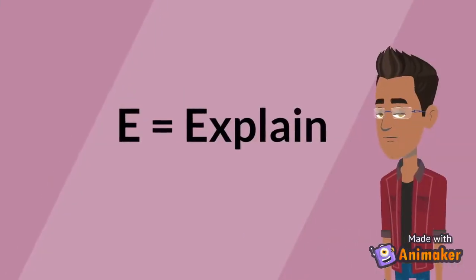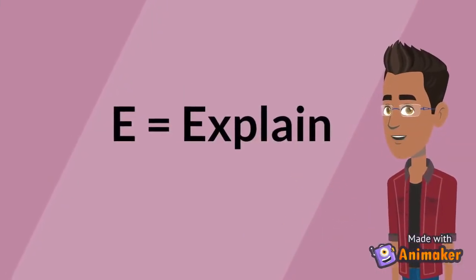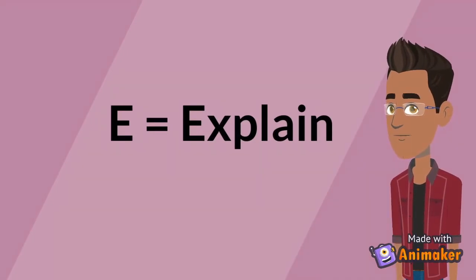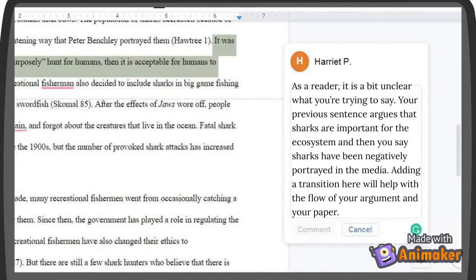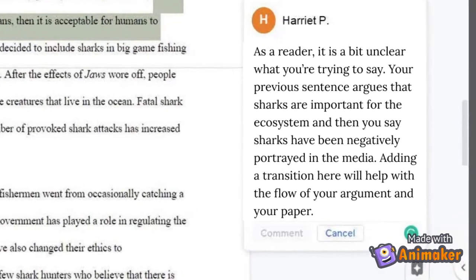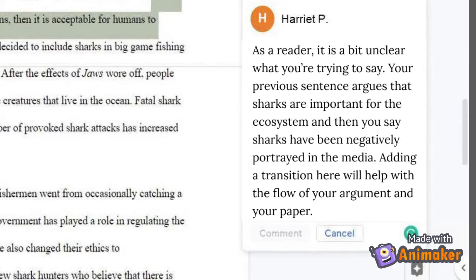E stands for explain. After asking a question, explain why you asked that question. You can also explain a writing or grammar concept. For example, in an essay about sharks, you could say, "As a reader, it's a bit unclear what you're trying to say. Your previous sentence argues that sharks are important for the ecosystem, and then you say sharks have been negatively portrayed in the media. Adding a transition here will help with the flow of your argument and your paper."